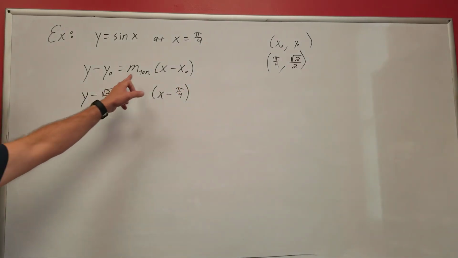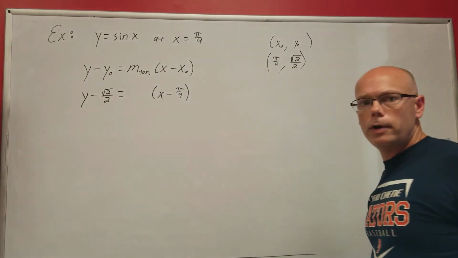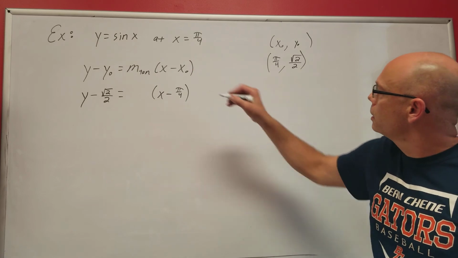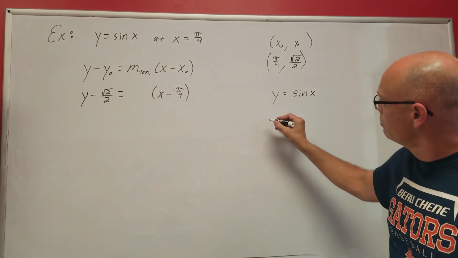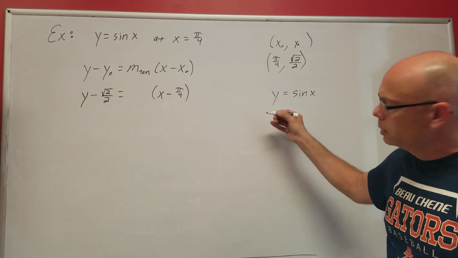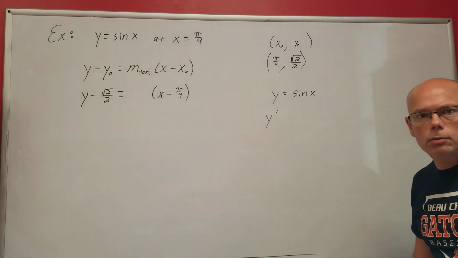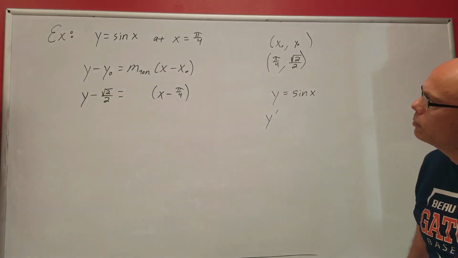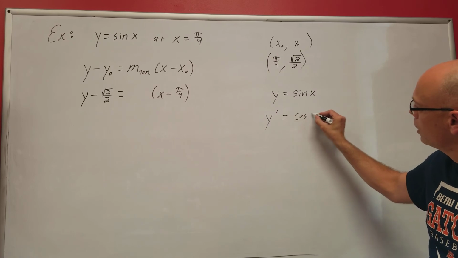Now, what do I need? I just need m tan to fill in. So how do I find m tan? Take the derivative of y is equal to the sine of x. What do you want to call it? We could call it y prime. We could call it f prime. We could call it dy over dx. Probably y prime or dy over dx would work best. Well, what's the derivative of sine? Cosine?